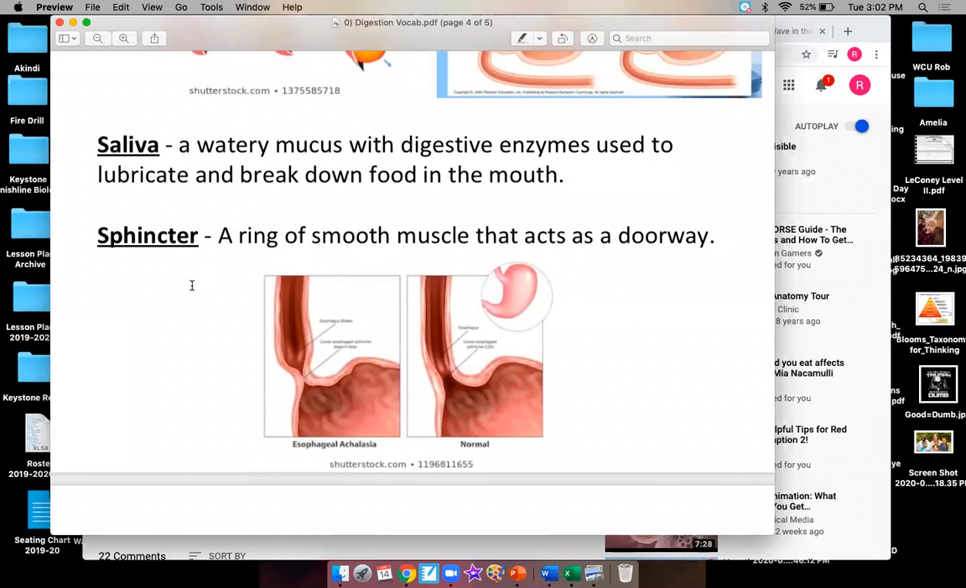Saliva is a watery mucus with digestive enzymes used to lubricate and break down the food in your mouth. I don't think I need to show you saliva. You all know what spit looks like. That's what your saliva is. It is used to lubricate your food so you can swallow it easier. Right? You ever heard of the cinnamon challenge? Don't try it. You may choke and die, right? Because cinnamon is so dry, you don't produce enough saliva to properly lubricate it, so it can't go down. And also break down food because it has that amylase we talked about.